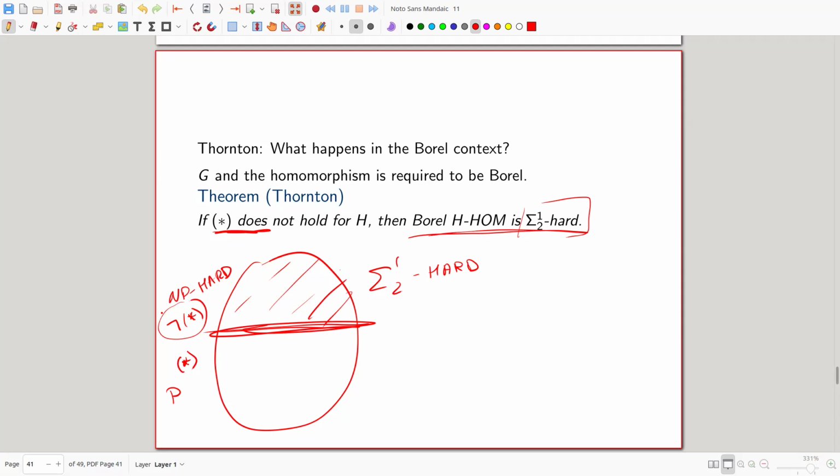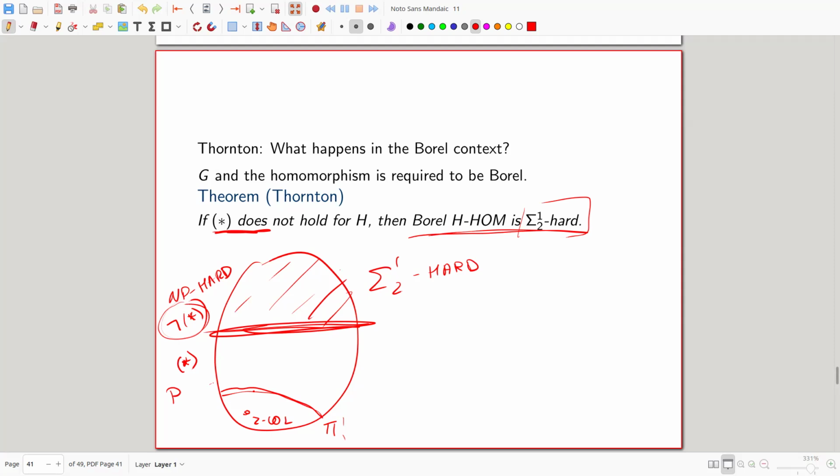You can pull it to the Borel context, and again, every homomorphism problem in the Borel context, if it doesn't satisfy this property, happens to be sigma 1 2 hard as well. And we know that somewhere here there is 2-coloring, which is again easy. So somewhere here there are the pi 1 1 problems.